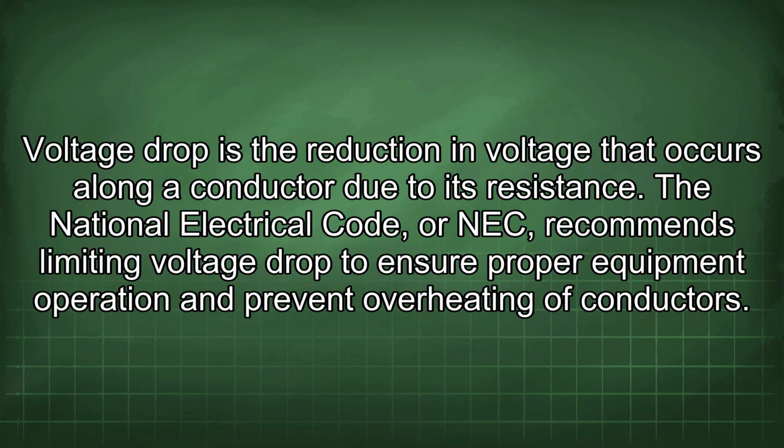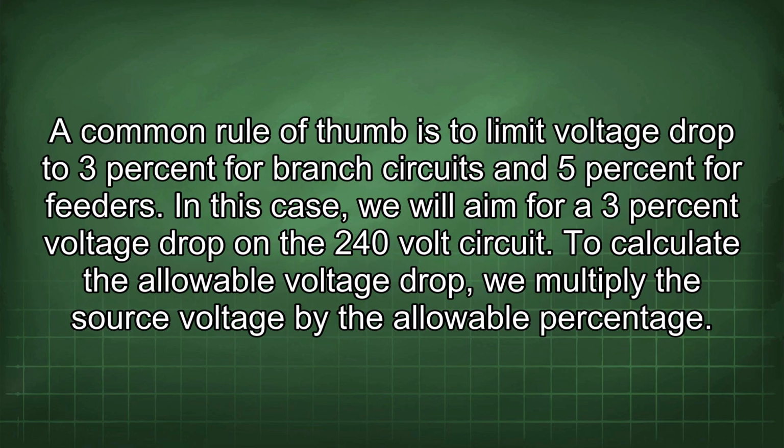Voltage drop is the reduction in voltage that occurs along a conductor due to its resistance. The National Electrical Code, or NEC, recommends limiting voltage drop to ensure proper equipment operation and prevent overheating of conductors. A common rule of thumb is to limit voltage drop to 3% for branch circuits and 5% for feeders. In this case, we will aim for a 3% voltage drop on the 240 volt circuit.